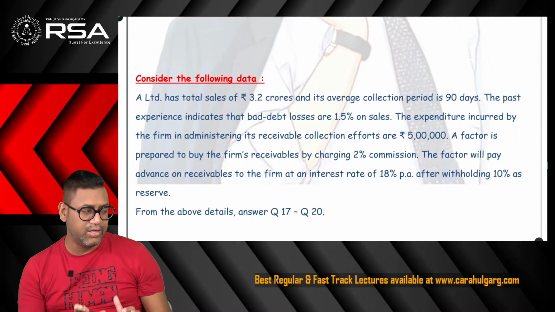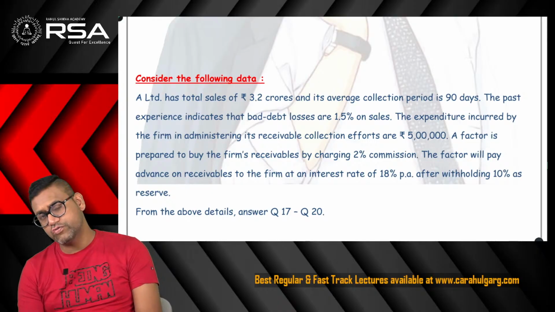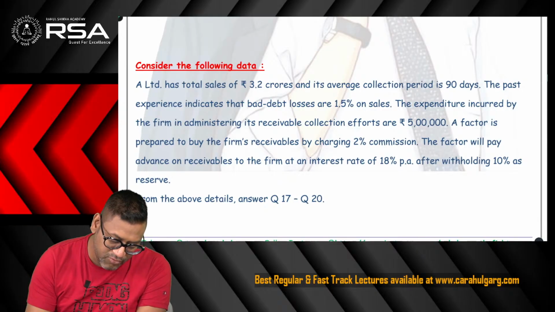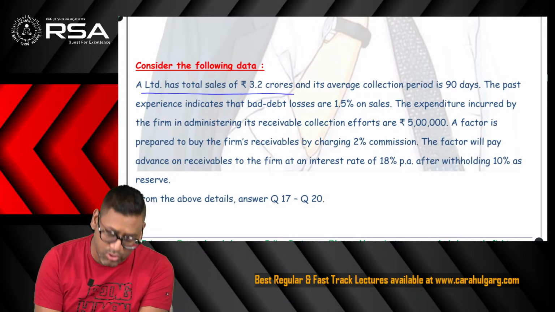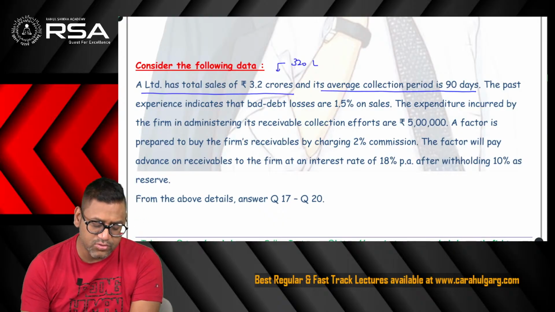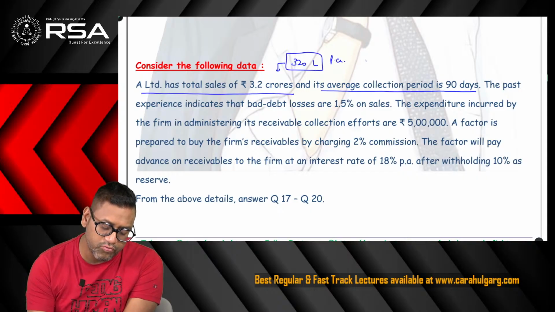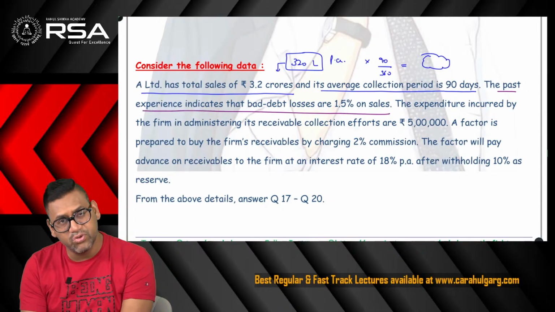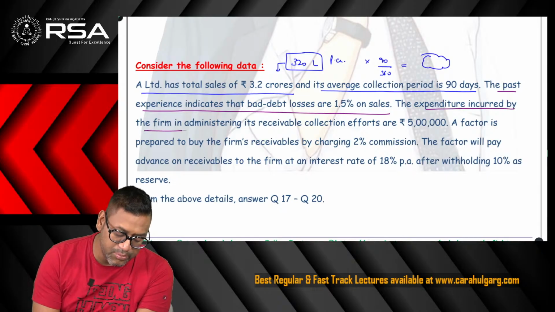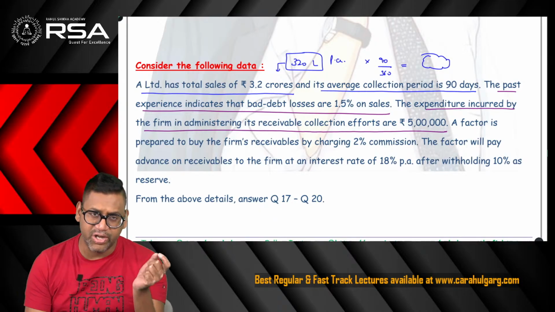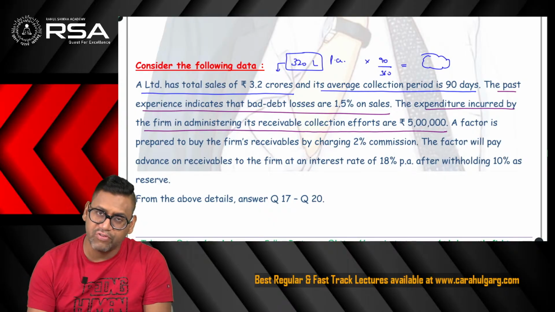Now the last 4 questions are related to one of the very important concepts of the chapter debtors management, factoring. Okay, so let us read it. It says a firm A Limited has total sales of 3.20 crore, or in lakhs, 320 lakh. Its average collection period is 90 days. So this is the sales per annum, out of which the amount equivalent to 90 days remains as a debtor at any point of time. The past experience indicates that the bad debt losses are 1.5% on sales. The expenditure incurred by the firm in administering its receivable collection efforts is rupee 5 lakh. So when you are yourself managing your debtors, there are bad debts of 1.5% of sales and an admin cost of rupee 5 lakh.